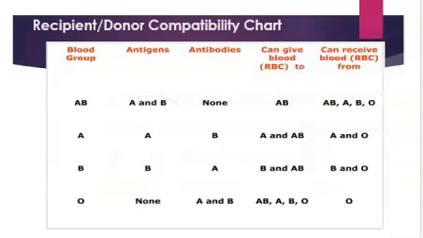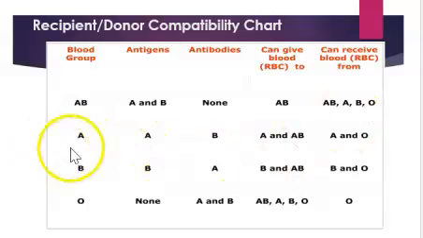The next thing we want to look at is the recipient-donor compatibility chart. So let's say you are a person that has AB. If your blood type is AB, that means you have antigens on your red blood cells of A and B, and you do not have any antibodies in your plasma or serum. So you can give blood only to an AB person, but you can receive blood from an AB person, an A person, a B person, or an O person.